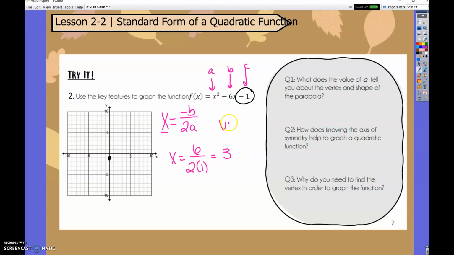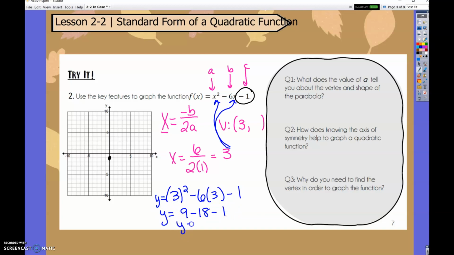So I know my vertex has an x coordinate of 3, but I want to find that y value. And in order to do that, I will plug in this 3 into my equation where I see x. So I'd have 3 squared minus 6 times 3 minus 1 to get my y value. That'd be 9 minus 18 minus 1, which would equal -10. So that would be my y value of my vertex. I'll go plot 3, -10 on my graph.